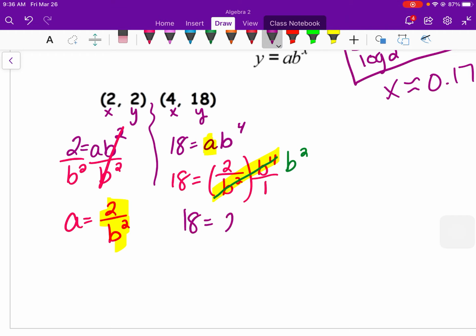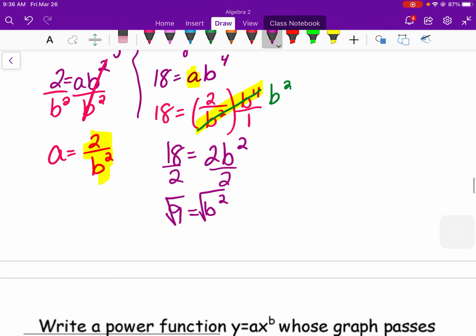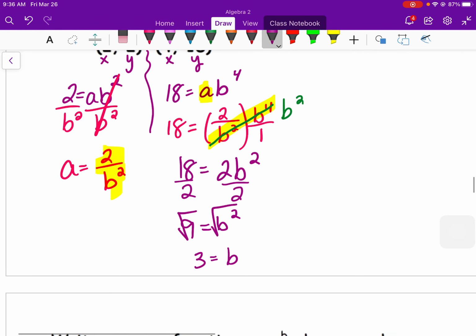So then I get 18 equals 2b squared. Finish solving for b by dividing by 2. 9 equals b squared. Take the square root. Technically, you get plus or minus. We're going to just focus on the positive one since it's a base, and we want our base to be positive. That's part of my answer.